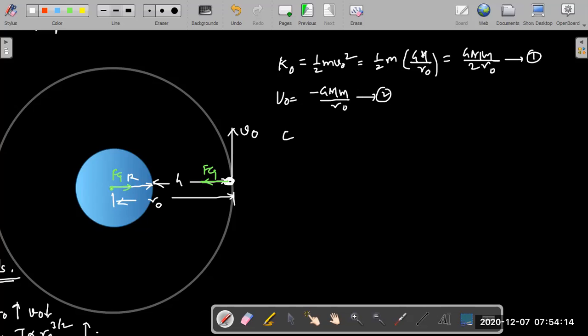What's the total mechanical energy of the orbit? Total energy is K naught plus U naught, that is kinetic energy plus potential energy. What's the value of kinetic energy?